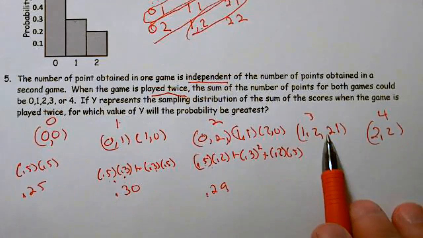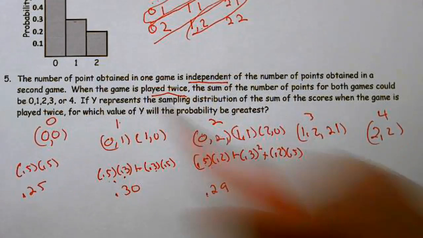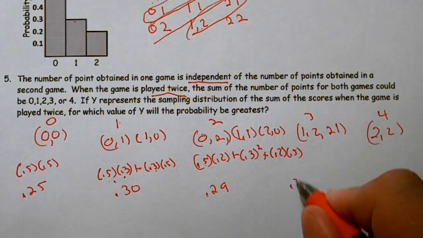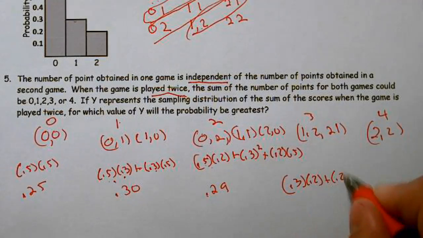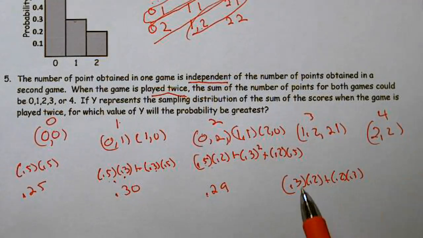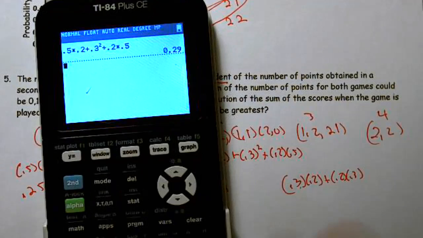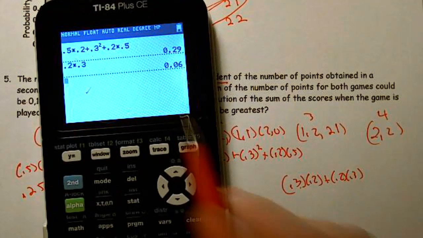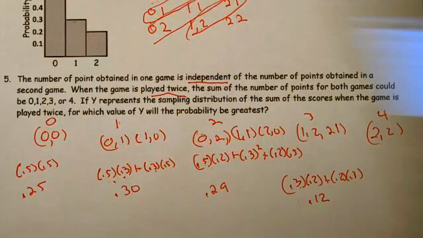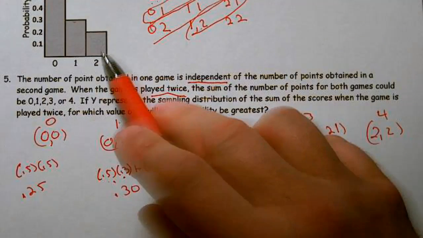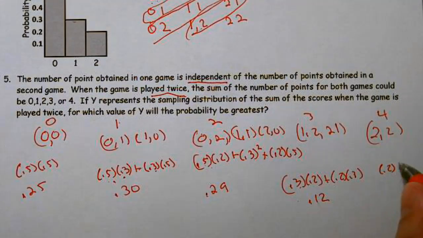And here I can get a 1, 2, or 2, 1. So this is going to be 0.3 times 0.2, plus 0.2 times 0.3. And always do check your math because it's easy for people to go, oh, that's 0.6, and no, it's 0.06. So 0.06 plus 0.06 is 0.12. And this one is going to be 0.2 times 0.2, which is 0.04.